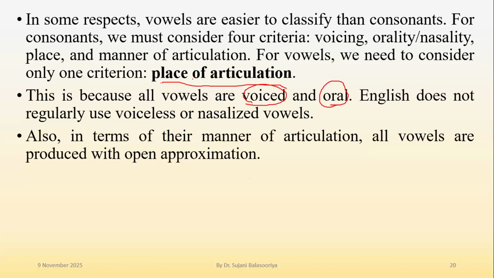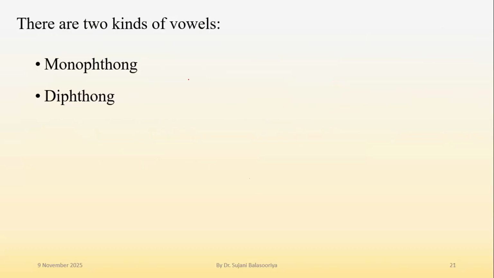How these things happen. But remember this: all the vowels are voiced and oral. And talking about the manner of articulation, all vowels are produced with open approximation, which means without disturbing the airflow. So it's easy to remember. We can categorize the vowels only based on their place of articulation. So we will talk about it a bit later.